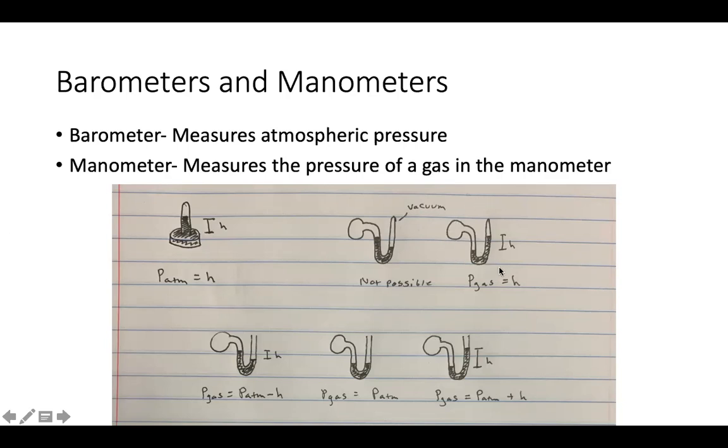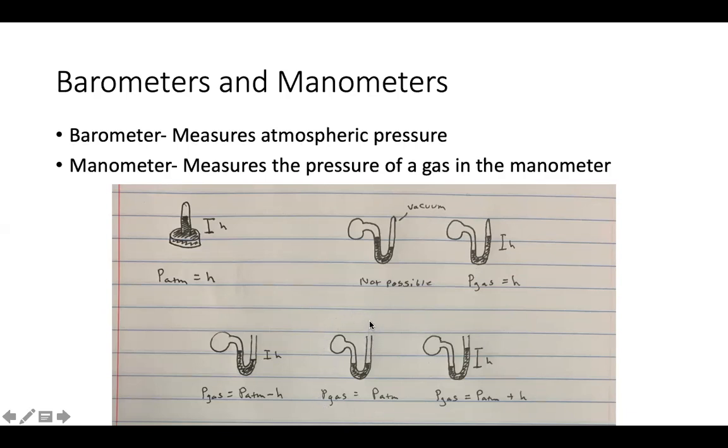Anyway, so a closed-ended manometer, if you ever have a height differential, it's going to look like this one here. And just note that the pressure of your gas in the device will be equal to your height differential. Okay? And then lastly, let's look at open-ended manometers. Okay, and so we're going to look at the one in the middle first. This is your base manometer for open-ended.